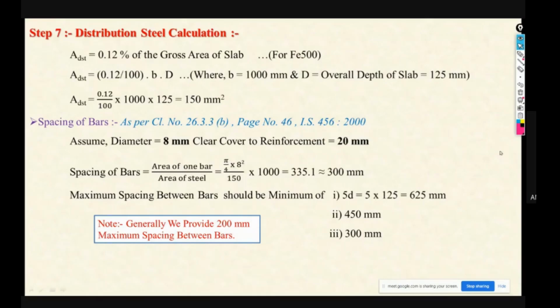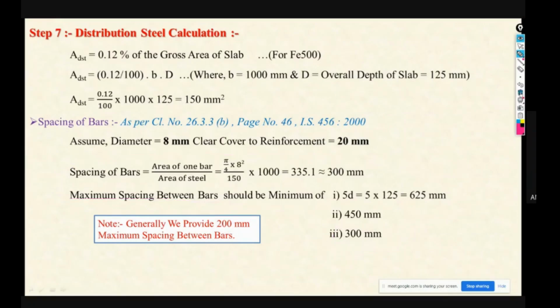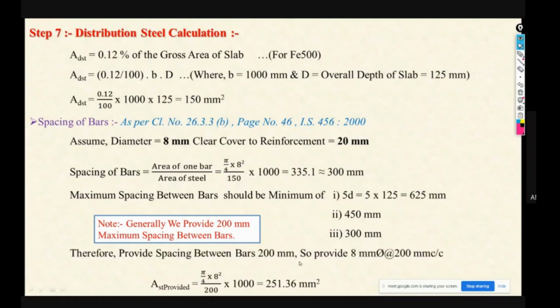Okay, so if you go through this calculation, we should provide 300 mm minimum, so we will go to 300 mm. But in our consultancy we are using 200 mm maximum spacing, sir. So we are not providing more than 200 mm spacing in both distribution steel and main steel. So just provide this reinforcement at 200 mm spacing, and then again provide 8 mm diameter bars at 200 mm center to center spacing as distribution steel.